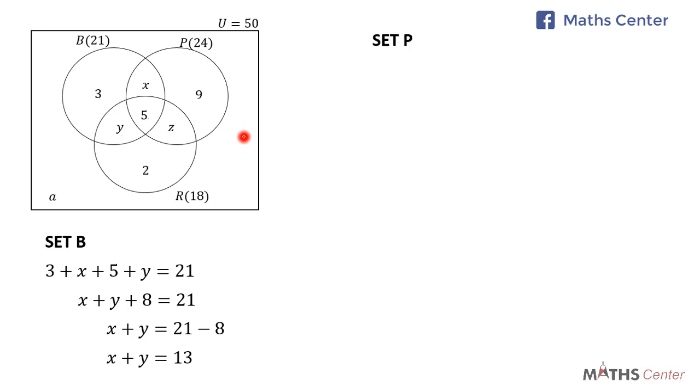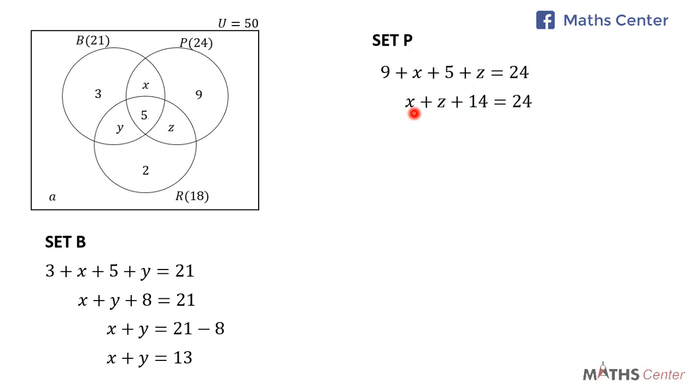Let's move on to the next set, set P. The total number of children in set P is 24. So if we add everything in set P together, we are supposed to get 24. In set P, we have 9, X, 5, and Z. So 9 plus X plus 5 plus Z is 24. 9 plus 5 is 14.